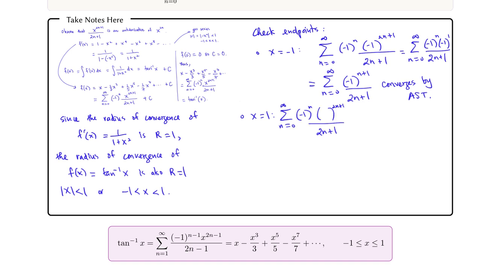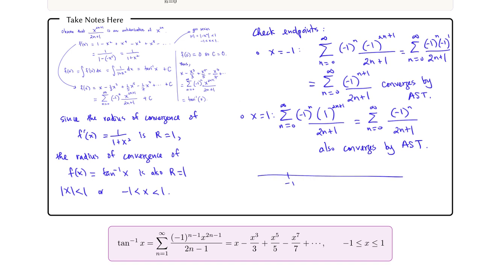When x equals 1, we plug 1 into the series, simplifying to get the series, n going from 0 to infinity, of negative 1 to the n over 2n plus 1. This is also an alternating series, and we will see that it is convergent. So the series is convergent for any x between negative 1 and 1. It is also convergent at x equals negative 1 and x equals 1. We say that the interval of convergence is the closed interval negative 1 to 1, negative 1 less than or equal to x, less than or equal to 1.